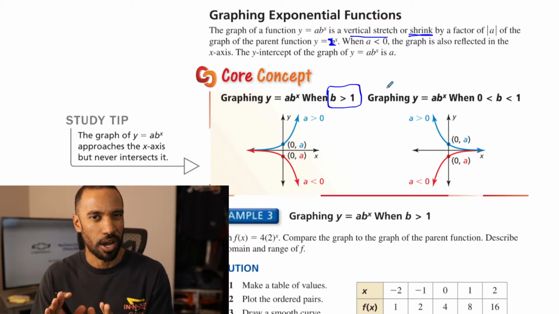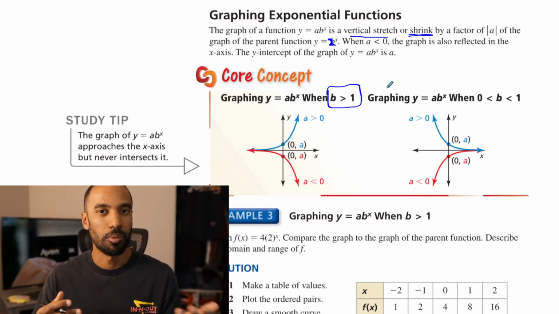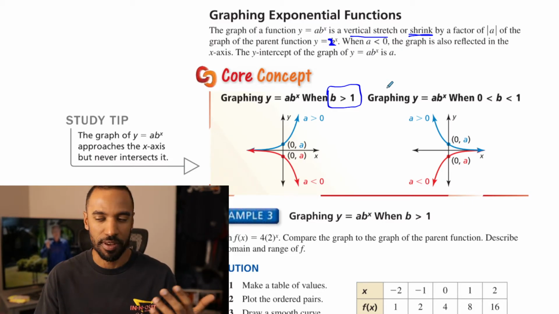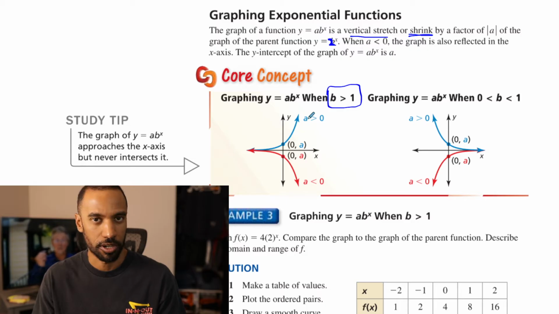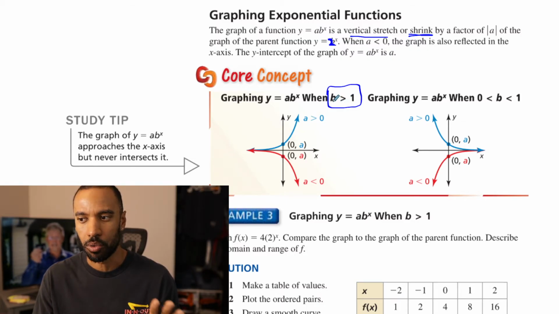Remember, b can't be 1. Multiplying by 1 doesn't change your value. Multiplying by 1.1 will make it grow. Not as much as 2, not as much as 5, but it will grow. It's a vertical stretch. I shouldn't be talking about vertical stretches, things like that. This is a growth factor.